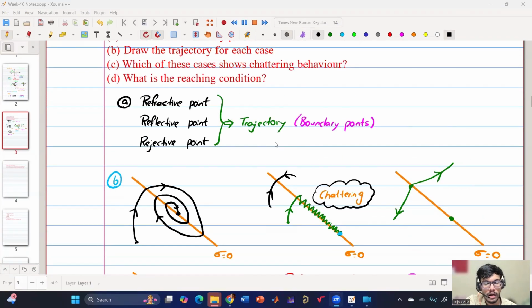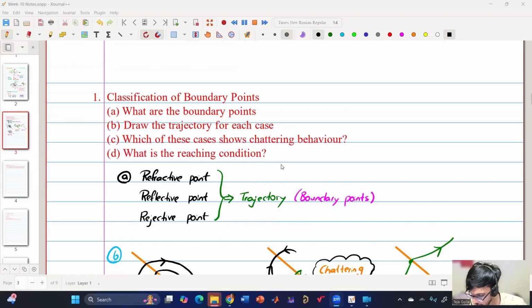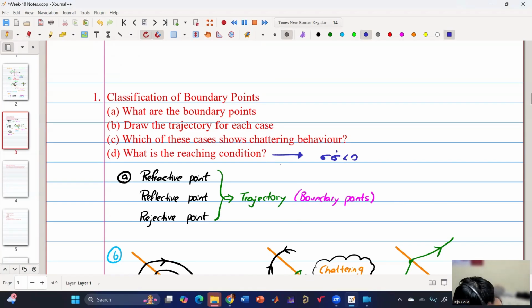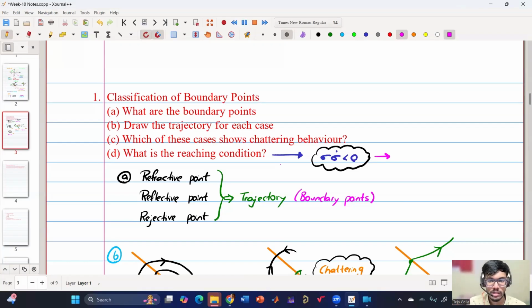Yes, sir. And I have given this question on the reaching condition because it takes time to understand what the reaching condition is, but I am not covering it in today's session because it will take time. Instead, we can spend time on solving other problems. For this, sigma sigma dot should be less than 0. I am not teaching this, but kindly go through sir's lectures because it takes time to explain. Instead, I could spend time on multiple topics and cover more. So kindly refer to sir's lectures for this.